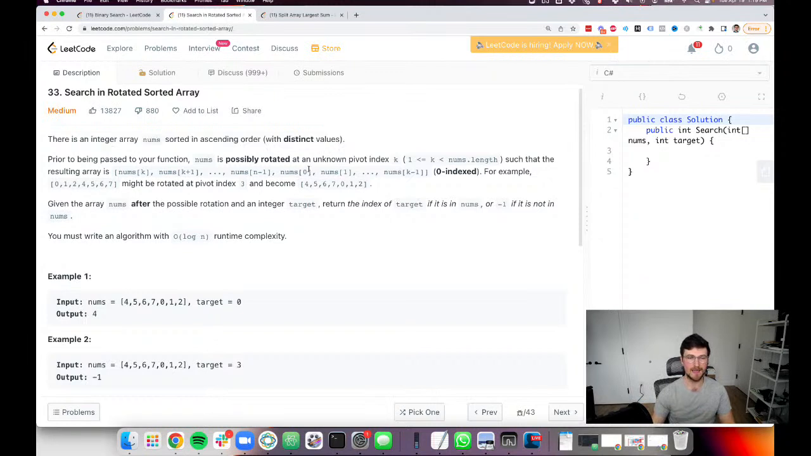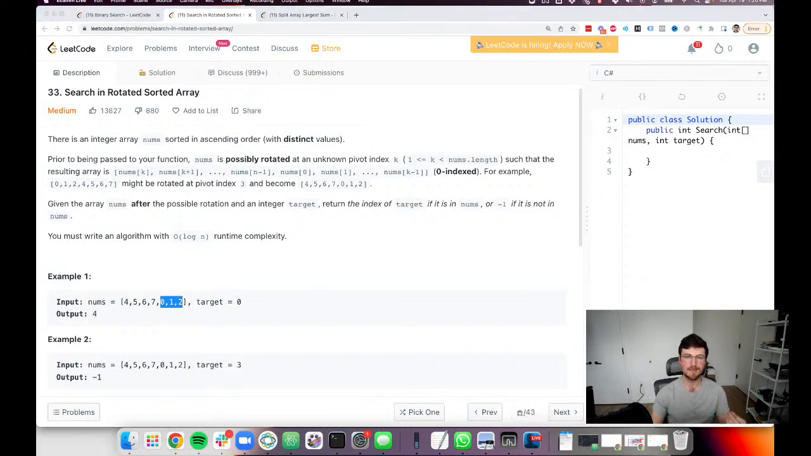And so basically what that means is we took some subarray from the beginning of the array and moved it to the end. So in this example you can see that our array is in sorted order. It goes 4, 5, 6, 7, but then it loops around and goes 0, 1, 2. Right? So we moved this subarray from the beginning of our array to the end. And the question is, can we still find a value in this array?